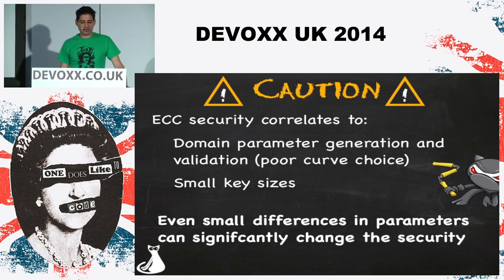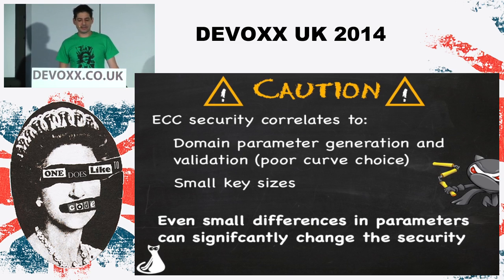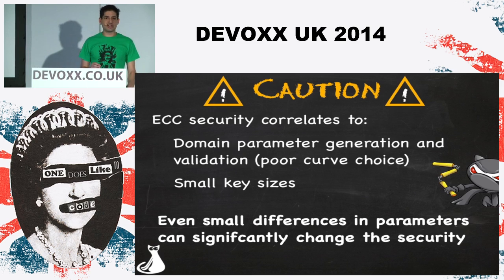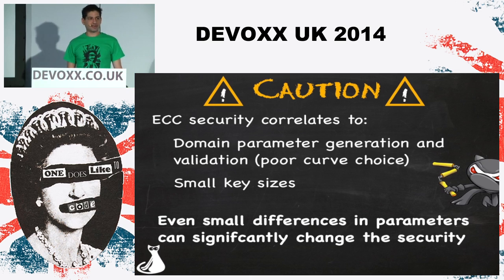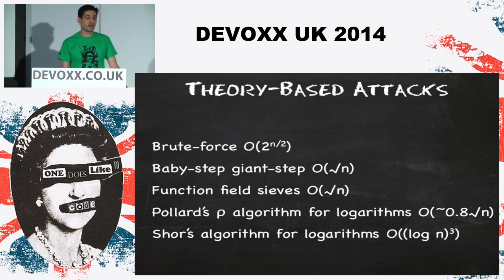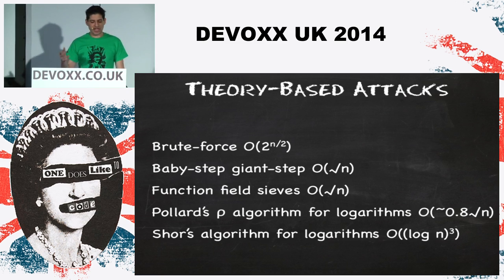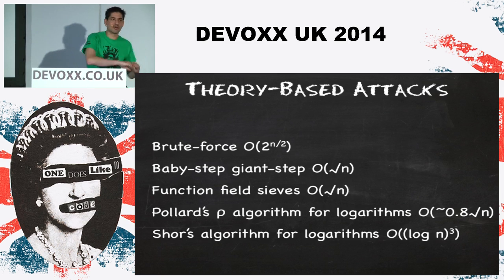ECC security correlates strongly to which curves you've chosen, these initial points, and also small key sizes. Really small differences in parameters can make a vast difference to ECC, much more so than RSA. So how can we crack it? Again, brute force, a bit like trial division. It's slow, order of 2 to the n over 2. So, this grows massively fast as n increases.